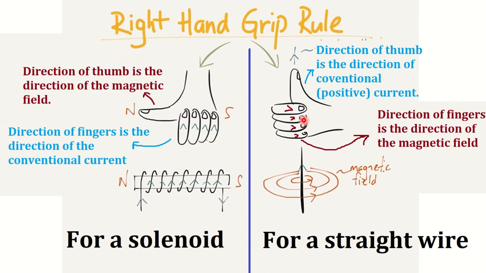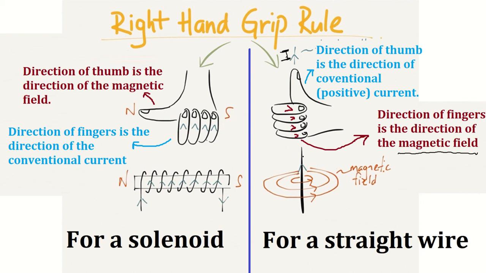The right-hand grip rule for a straight conductor changes slightly. The main thing is you just swap the direction of the current and the magnetic field around with different components. So your thumb now is the direction of a positive charge current, or conventional current as they call it, and your fingers become the direction of the magnetic field.